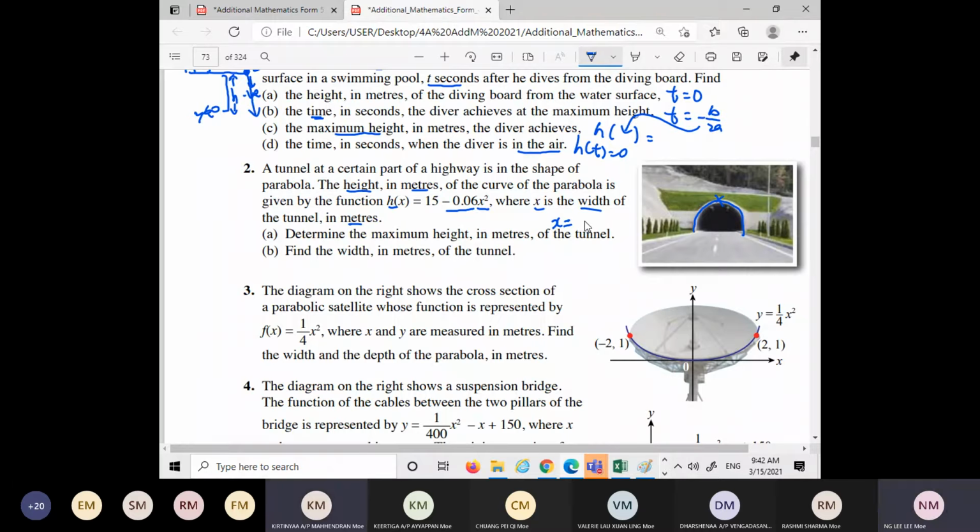How do you know it's 0? X equals 15, that thing. The h(x) equals 15 minus 0.06 x squared. Then? How do you know the x is 0? Continue. Negative b over 2a. Okay, you're using this, negative b over 2a, and then continue. Why do you know that x is 0?